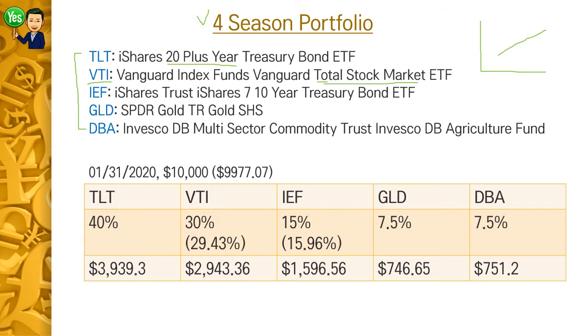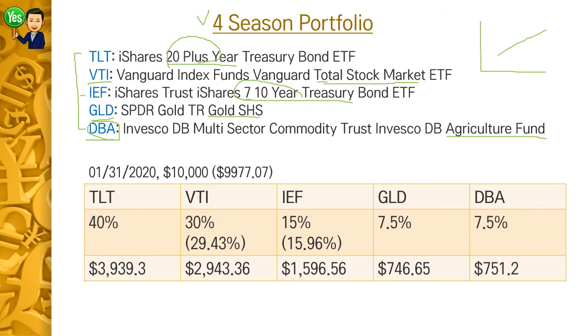The other one is IEF, the iShares 7 to 10 year Treasury bond. TLT is 20-plus years, so long term, and IEF is a medium-term bond. GLD, basically you can think of as gold. DBA is the agriculture fund, so it means grains and meat kind of things.